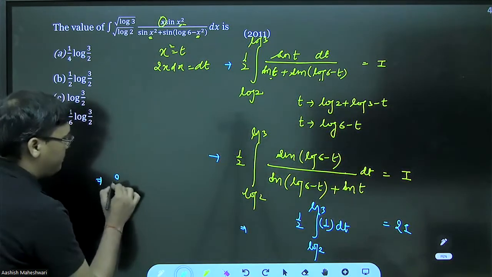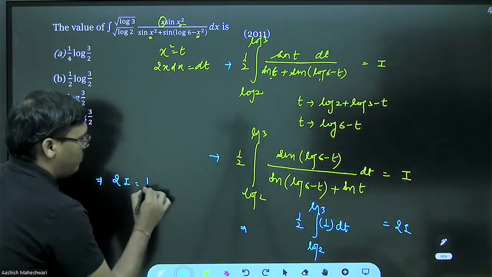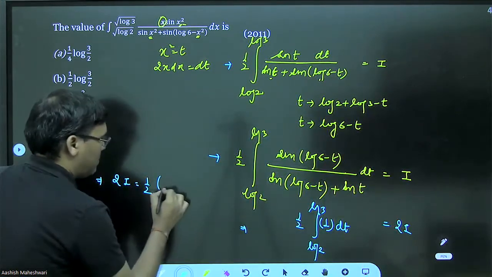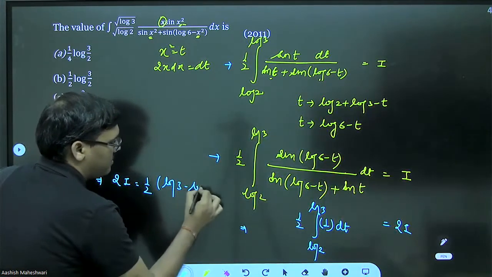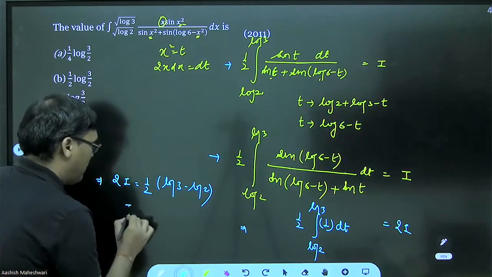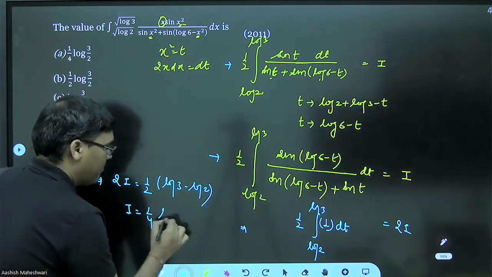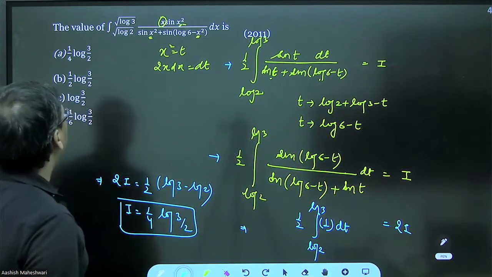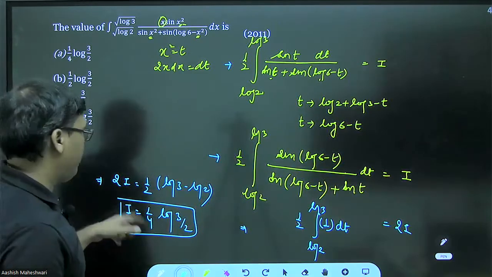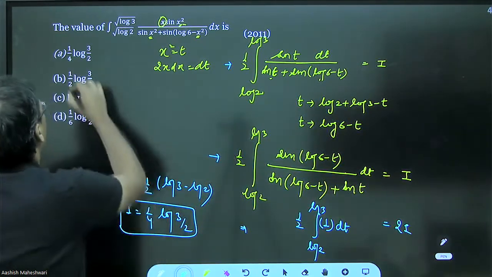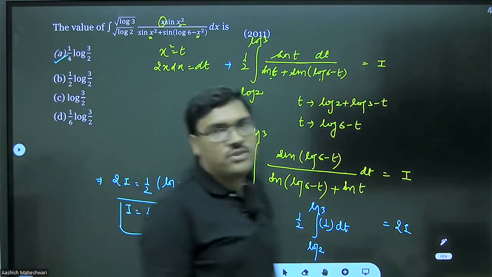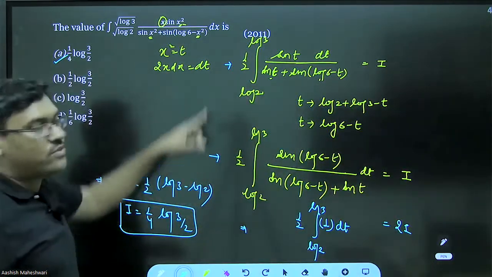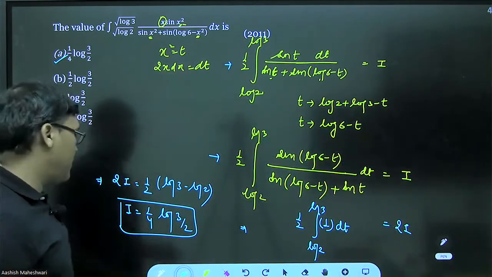So 2I is equal to 1 by 2 times the integration of 1 dt, which will become log 3 minus log 2. So what is the answer? I is equal to 1 by 4 log 3 by 2. So what is the option? Option A is the answer for this question. I hope you have understood how we have applied the King's property. This question has appeared in 2011.